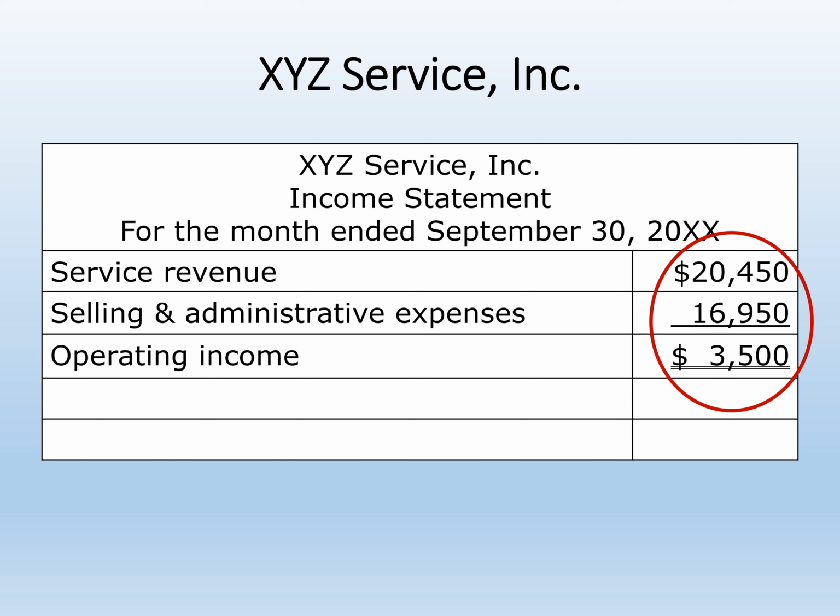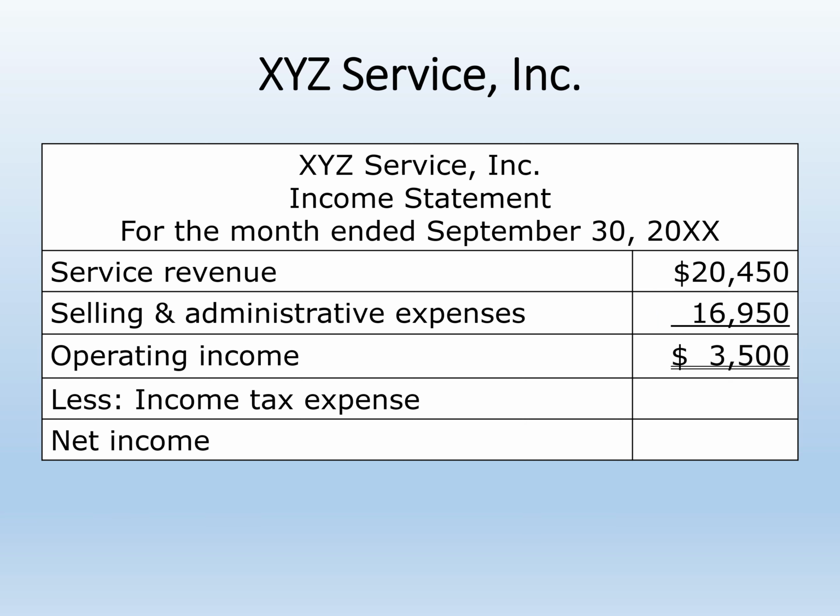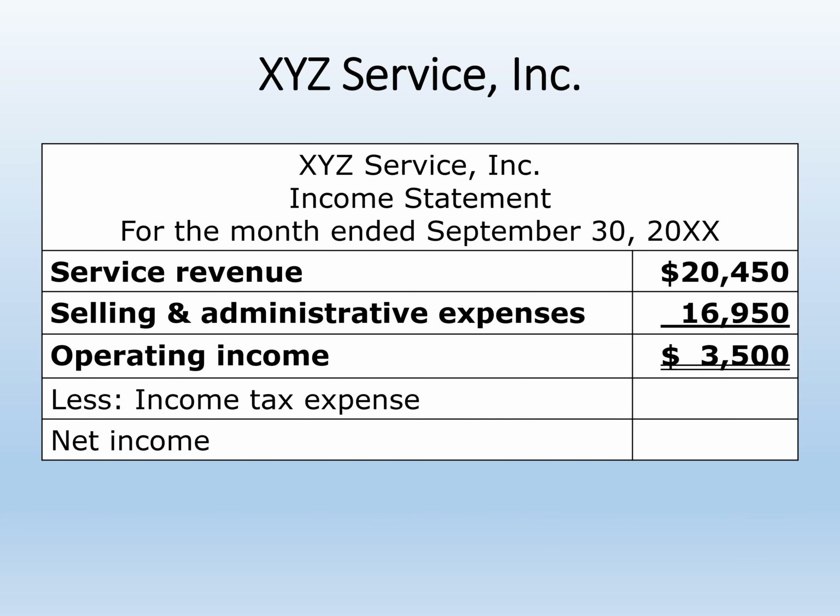If this financial statement was for external use, then you would have to subtract out the income tax expense for the period in order to arrive at bottom line net income. But for internal managerial purposes, operating income is generally considered to be much more relevant, especially since managers have no control over income tax rates.